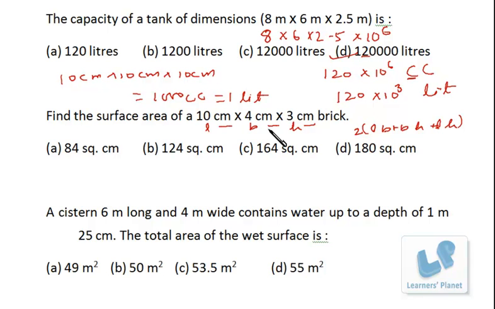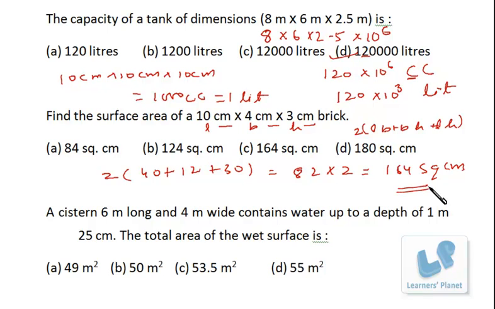This brick is actually in cuboidal shape, and this is the formula for surface area of a cuboid, right? So I just put the value, 2 times 10 into 4, that is 40, plus 4 into 3, 12, plus 10 into 3, 30, right? So it's 40 plus 30, 70, plus 12 is 82. 82 into 2 is 164, and the unit of area will be in square units. So it is square centimeter, right? So it's clear, simple formula you have to apply.